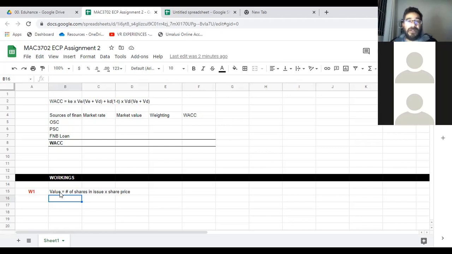So how I train, or what I suggest you do, is that when you think about WACC, you go: Step 1, put in the formula. Step 2, set up the table. Step 3, identify the source of finance. Now, you need to calculate the market rate for each source of finance. You need to calculate the market value for each source of finance. So I'm doing market value of ordinary share capital.